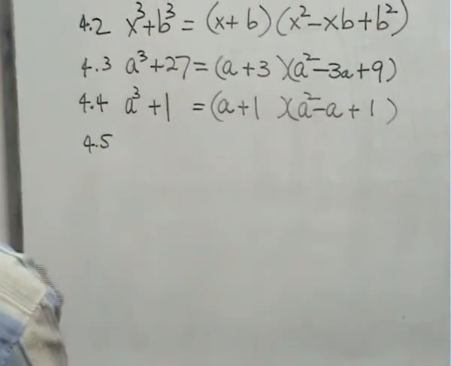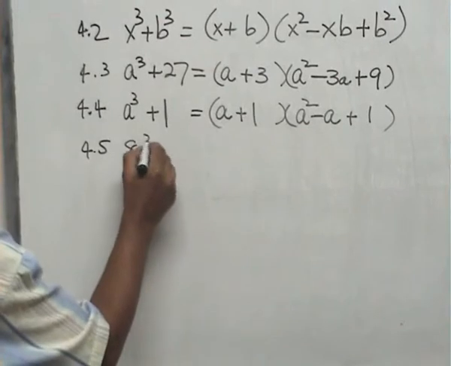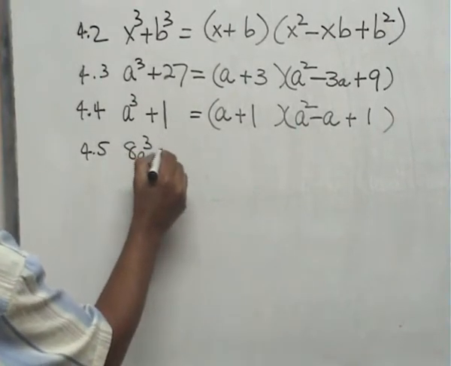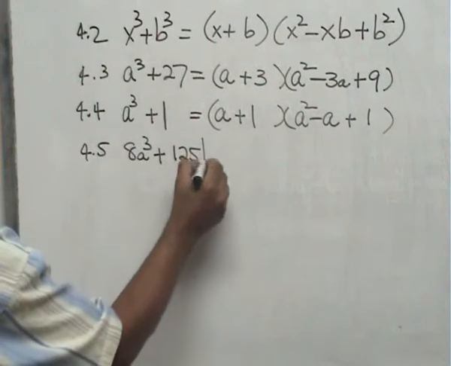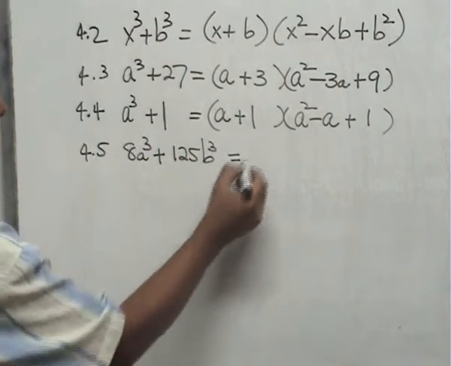4.5. 8a cubed plus 125b cubed is equal to.